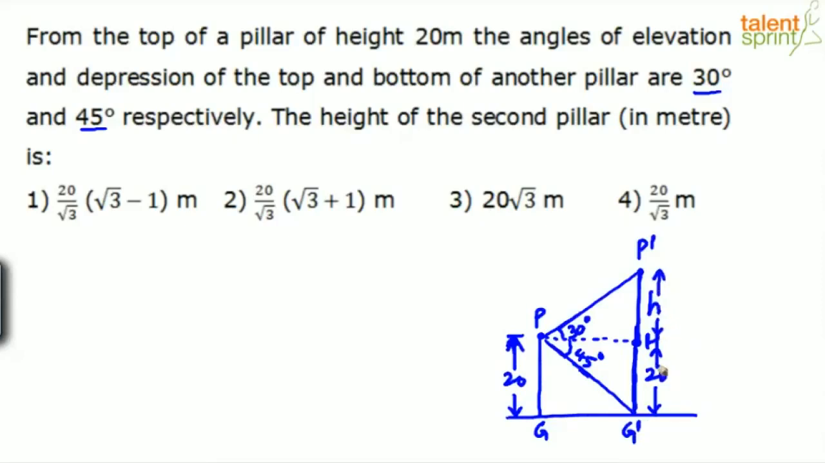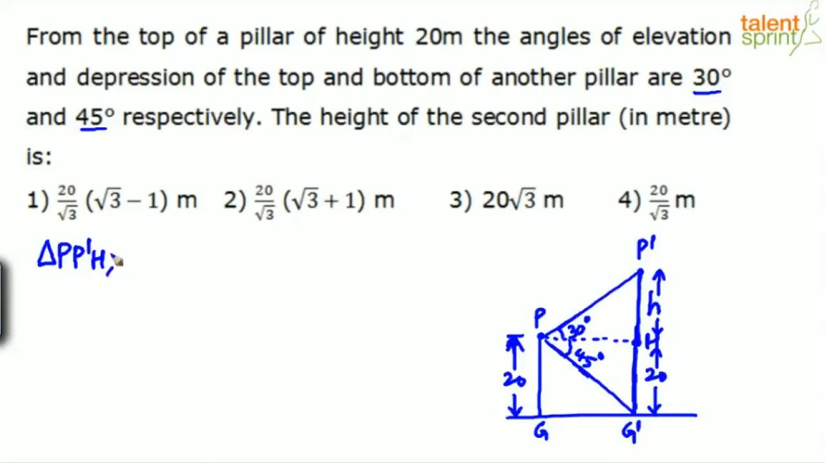You're able to follow? In the second pillar, some part is 20 and then there is an extra height. Alright? So what do we do? Observe this triangle. Which triangle? P, P dash, H. Look at the triangle P, P dash, H.